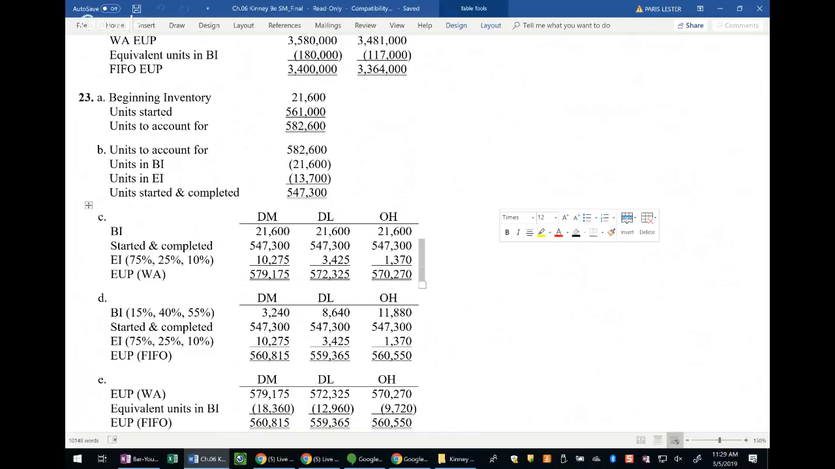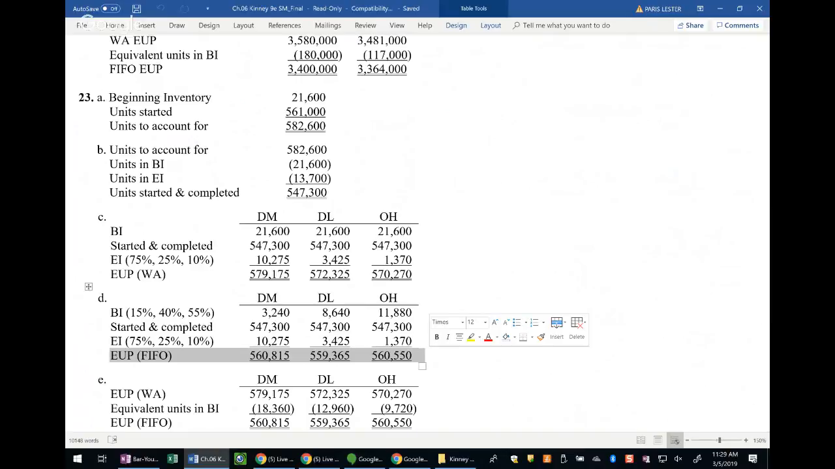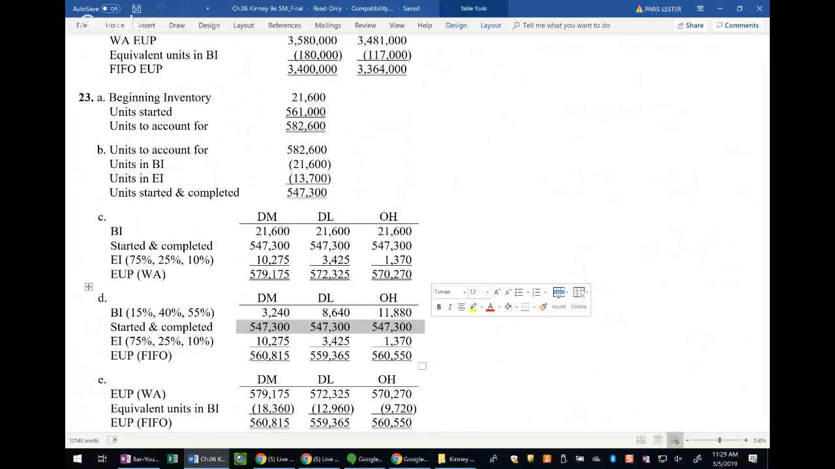Now I want you to look at D part. Here's what's important. C and D are important. Here are your answers for weighted average. The only difference here for FIFO is your beginning inventory. You've still got the same units started and finished, right? You still got the same equivalent units for ending inventory, right? The only thing that is different is beginning inventory.